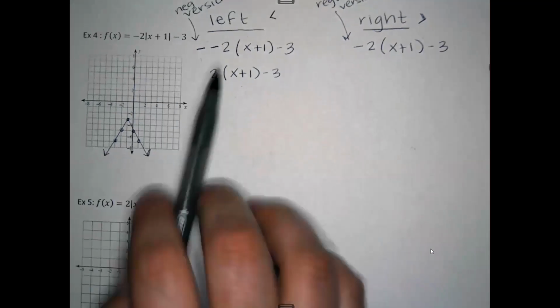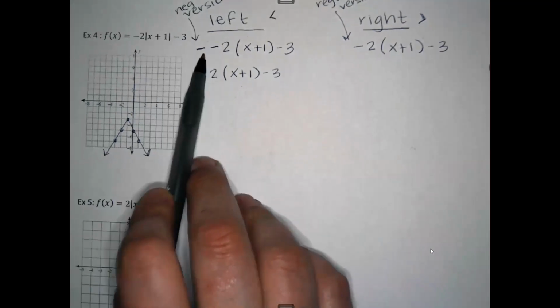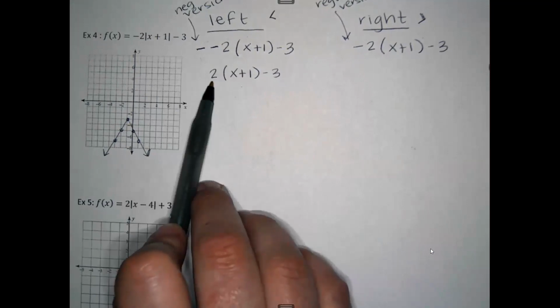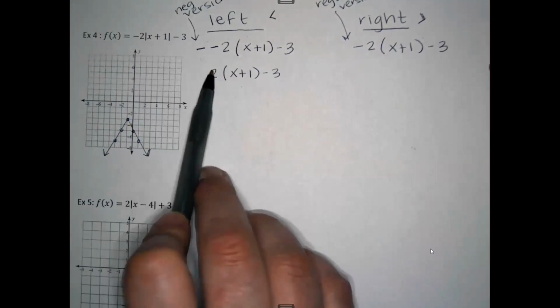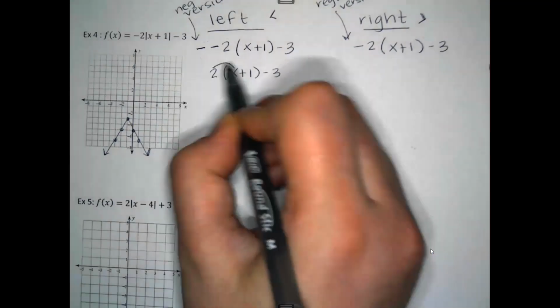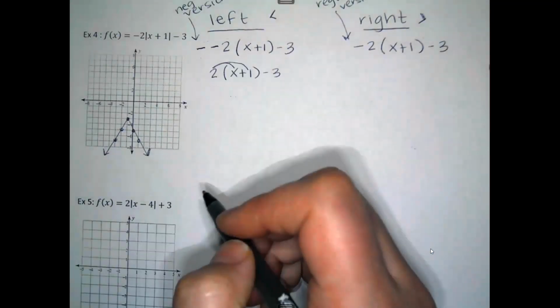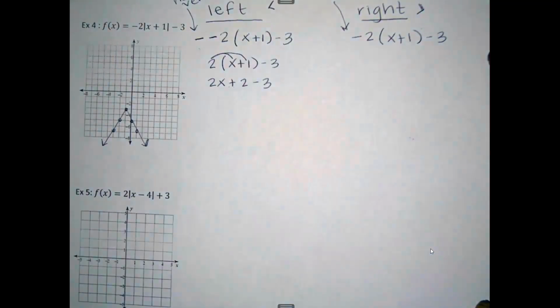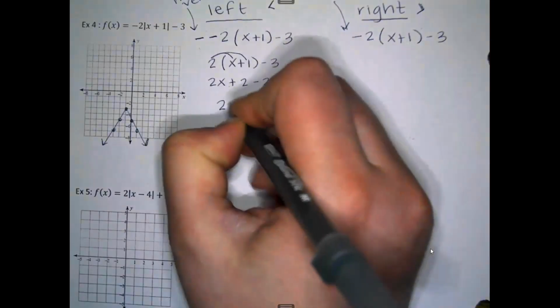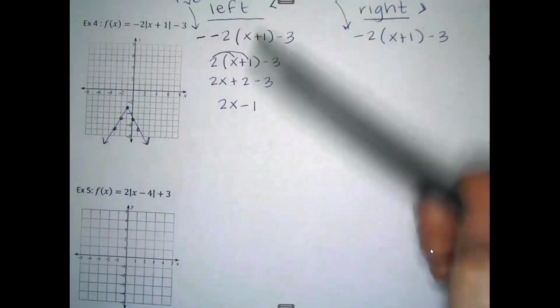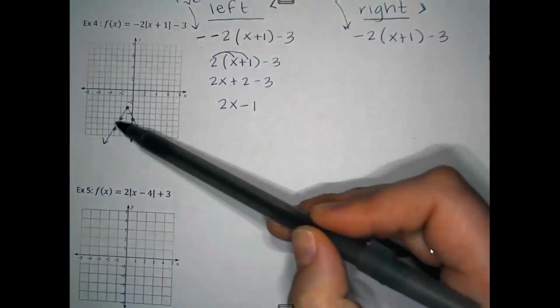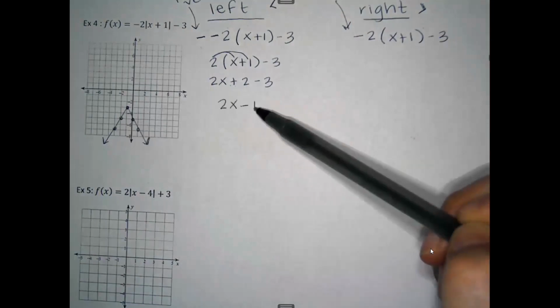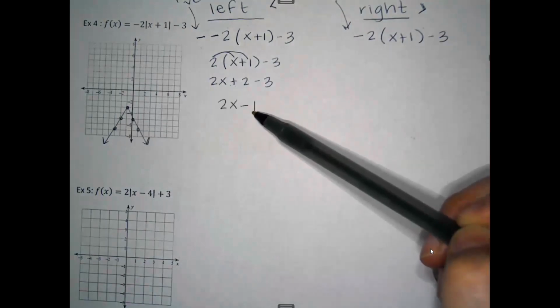Okay, so now that I've fixed my minus minus, what do I do with this 2? I multiply it. 2 times x, 2 times 1. What is 2 times x? What's 2 times 1? 2. What's 2 minus 3? So I have 2x minus 1. So the left side of the graph is a slope of 2 and a y-intercept of -1. That's the left side of the graph.